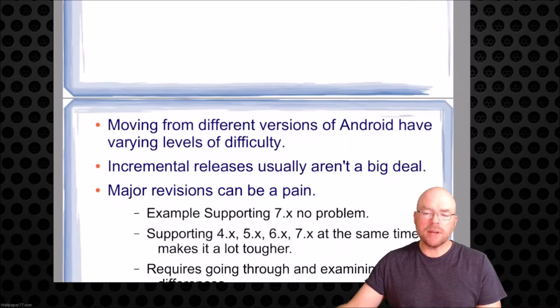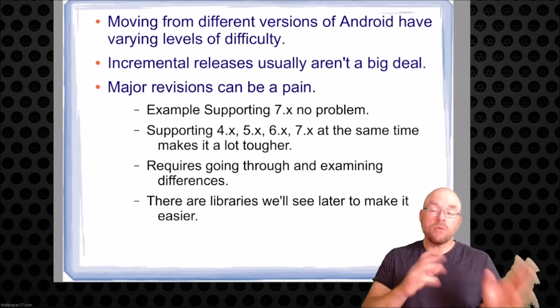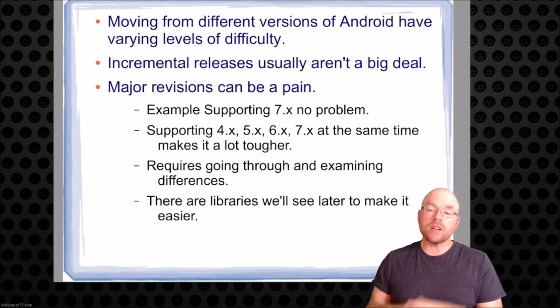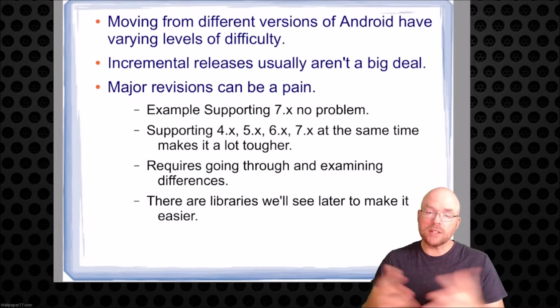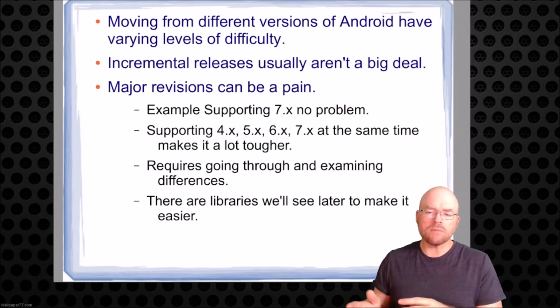Okay, so a sane minimum. Now when you move between different versions of Android, sometimes it's easy, sometimes it's hard. When you have an incremental release, like going from 7.1 to 7.1.1, you make a small little jump, and usually it's not that big a deal.